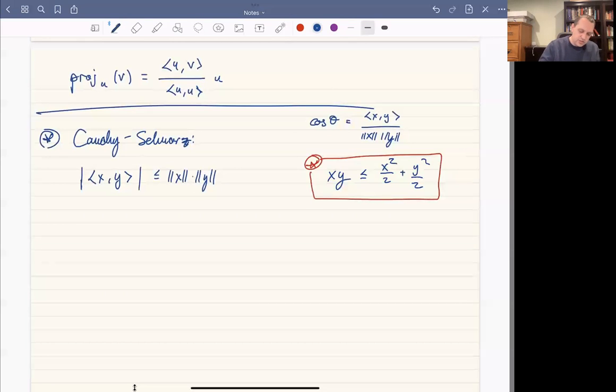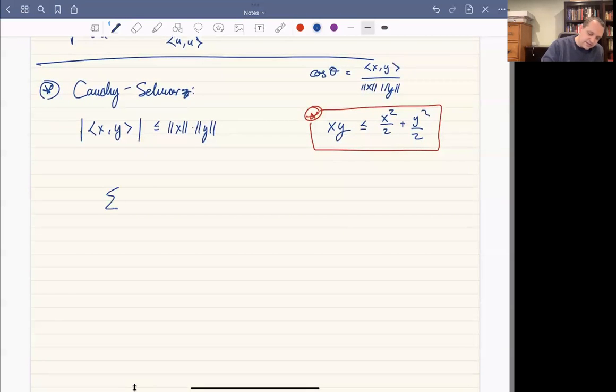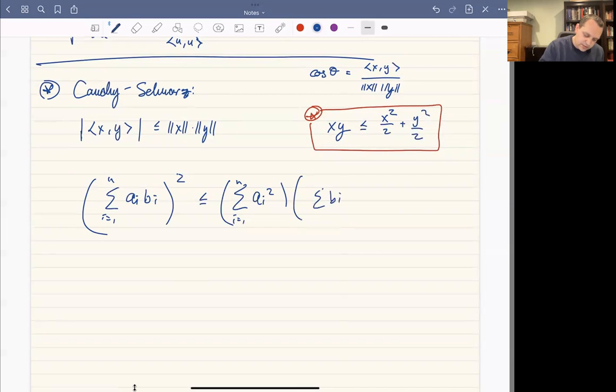Cauchy-Schwarz for sums, for example, if you were to look at the sum of a_i times b_i, where i goes from 1 to n, it turns out that this is going to follow this pattern. It's going to be the sum of a_i squared as i goes from 1 to n times the sum of b_i squared as i goes from 1 to n. And if you don't like the square over here, that's fine. You can just take the square root of both sides. Okay, and so that's the Cauchy-Schwarz inequality.